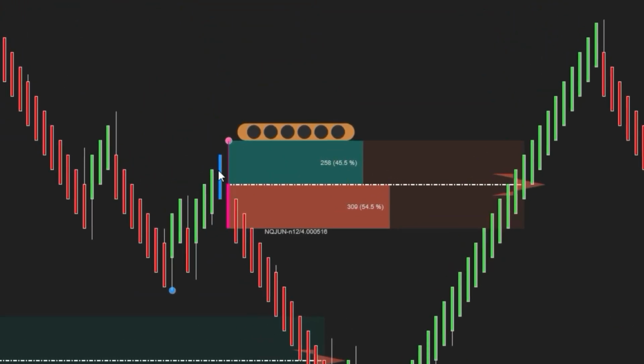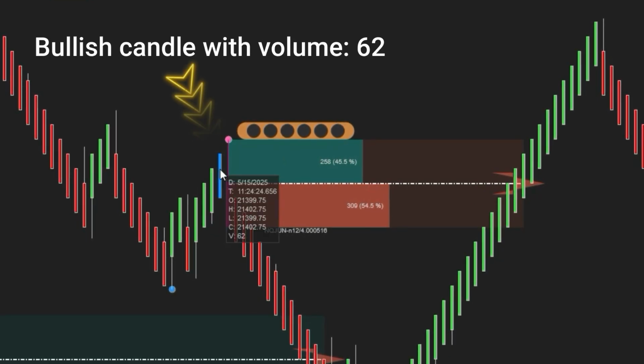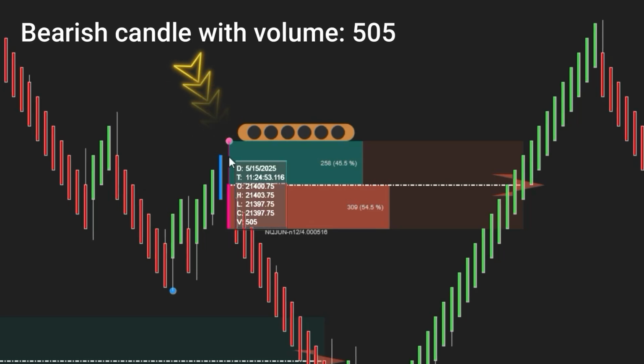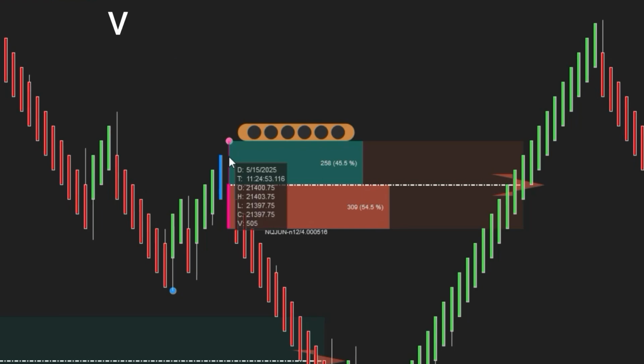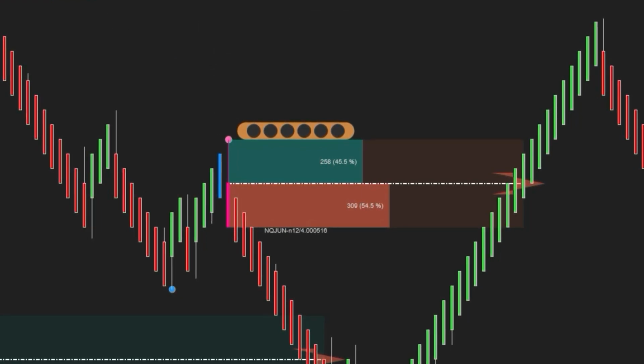Similar to the demand zone analysis, we apply the same volume calculation logic to the supply zone. In this case, the green candle appears first with a volume of 62, followed by the red candle which forms the swing high with a volume of 505. The indicator adds the volume of both candles to determine the total volume of the supply zone, which in this case is 567.